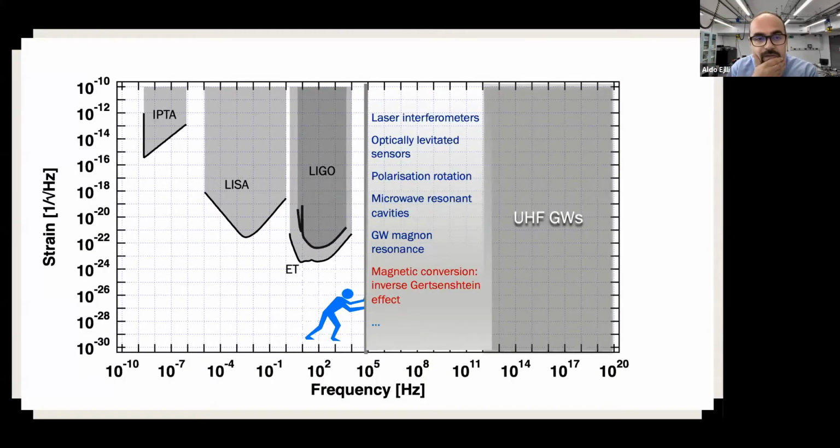So let me try to introduce you to this plot where most of the community is concentrated at low frequency gravitational waves such as LIGO, Einstein Telescope, LISA, and the International Pulsar Timing Array. I will be mostly talking about the inverse Gertsenshtein effect at very high frequency, optical frequency and X-ray frequency. And last, I will introduce a laser interferometry experiment that we are building here in Cardiff, which will also be sensitive to high frequency gravitational waves up to megahertz.